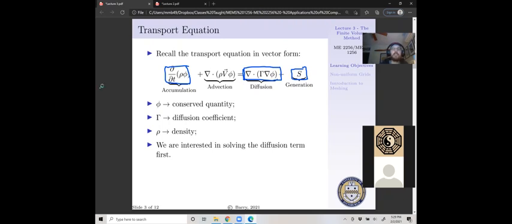Then we'll get into advection, flow problems. Now, recall, phi is our conserved quantity. Typically, this is energy in the form of enthalpy or mass or species. Gamma is our diffusion coefficient. As we saw for all our diffusion problems, gamma was equal to our thermal conductivity. And rho is our density.